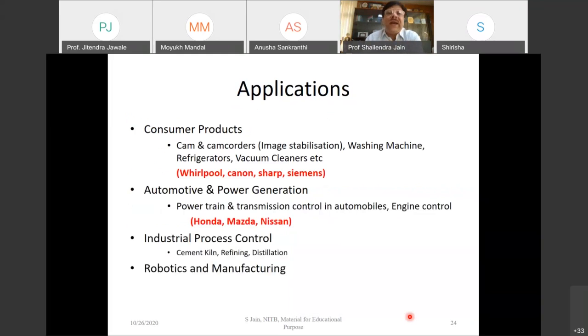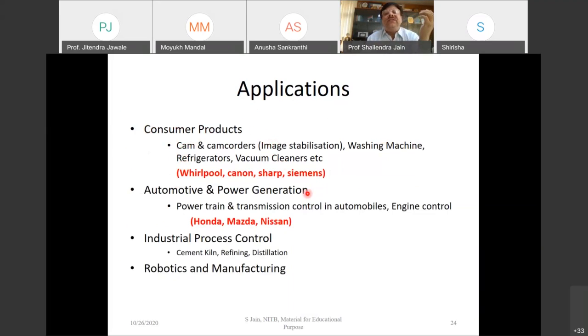Let's see some of the practical applications in consumer products. Cameras and camcorders use it for image stabilization. Washing machines, refrigerators, vacuum cleaners, and you can see all the multinational companies like Whirlpool, Canon, Sharp, Siemens are basically using fuzzy logic control for these consumer products.